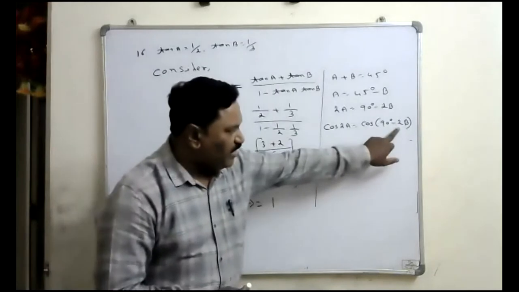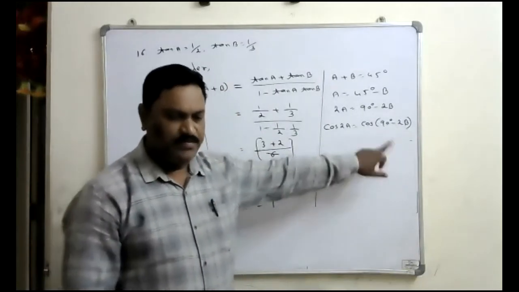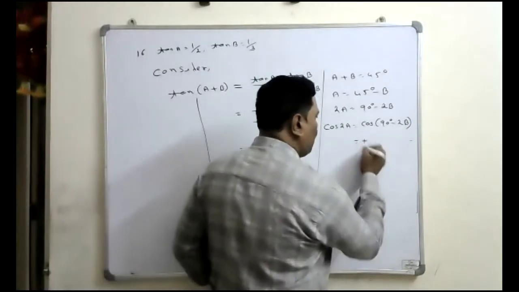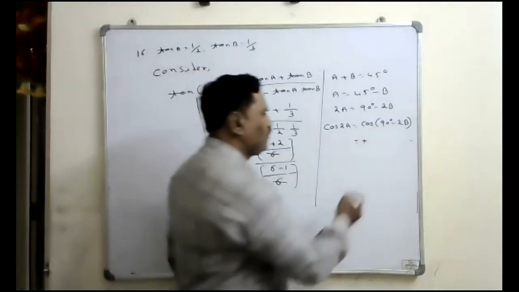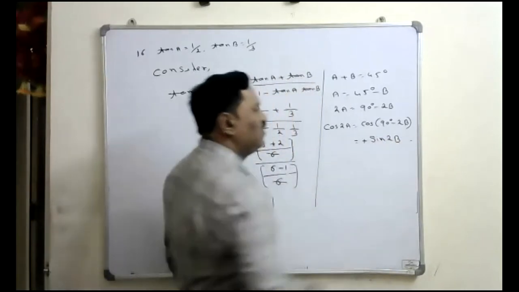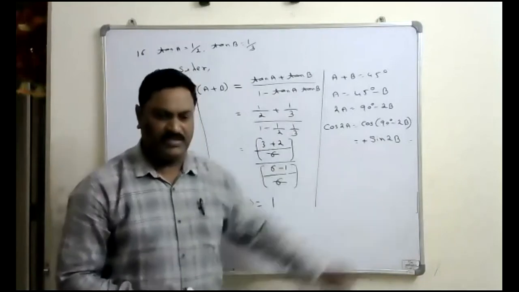So 90 minus, in which quadrant does this angle lie? 90 minus, first quadrant. In which quadrant is cos positive? First. When the 90 is there, cos changes to sine. Therefore, this is sine 2B. Therefore, the value of cos 2A is equal to sine 2B, which is the answer.